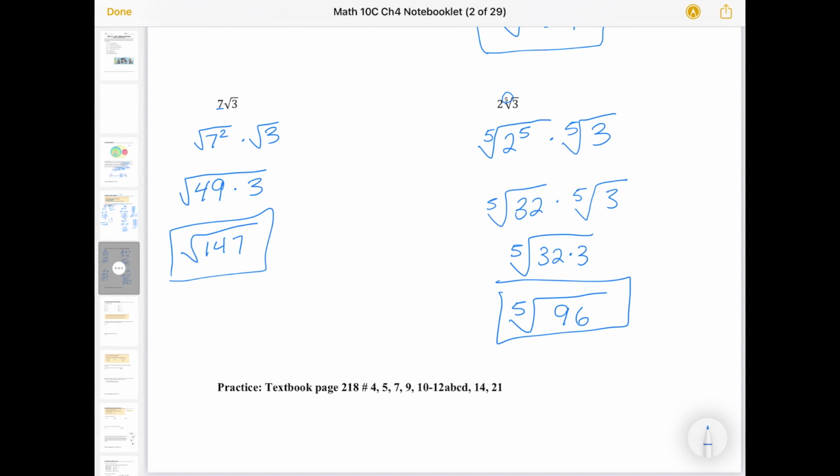All right, and that's what we need to do. So that's going from an entire radical to a simplified mixed radical, and essentially expanding, going from a mixed radical into an entire radical. Practice for this, as in everything else in math, practice is key. So get to work now.